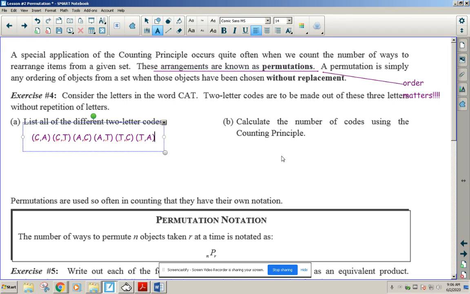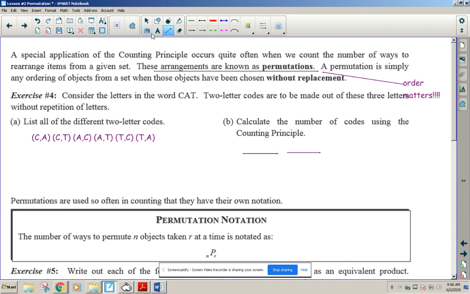Now, if I use the counting principle for this, I'm going to start using my little bars. My first letter could have been any of the 3. So in this first spot, I had 3 choices, and I picked one of them. So that actually looks like this. Actually, I'm going to draw my lines first, and then I'm going to write on it.